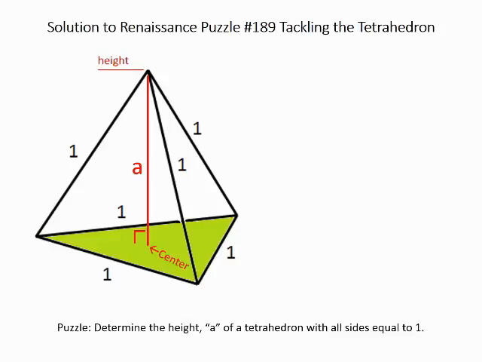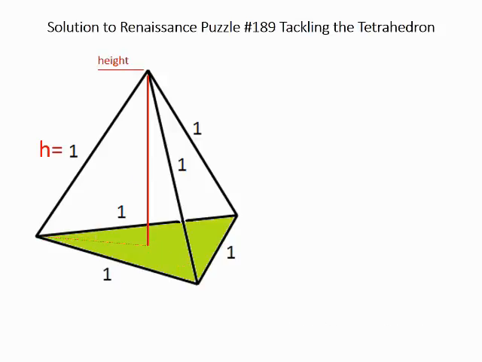If we draw a dotted line of length B from a corner of the tetrahedron to the center line, we form a right triangle with hypotenuse 1 and sides A and B. So if we can just find the length of side B, we can use the Pythagorean theorem to find the height A. Let's take a look at the triangular base from squarely above.